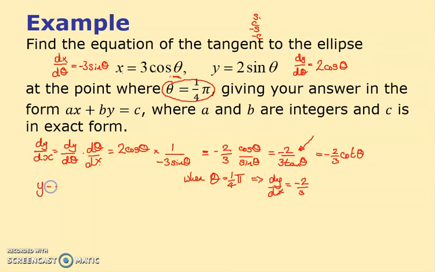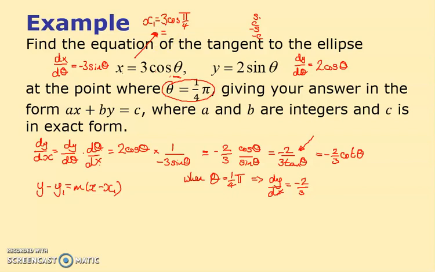How do I find the equation of the tangent? Well, I use this old equation, y minus y1 equals m(x minus x1). What information do I need? Well, I need to know what x is. This will be my x1. x1 is 3 cos of pi by 4, at this point pi by 4. Now, cos of pi by 4 is root 2 over 2, I think.